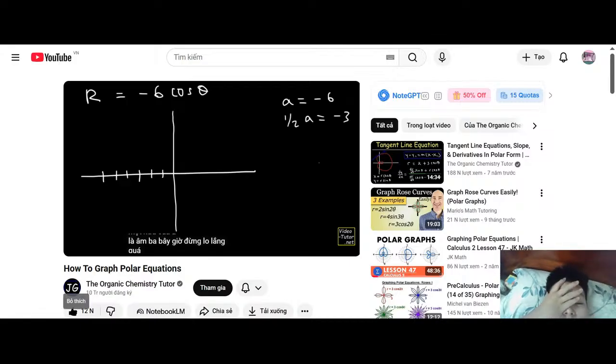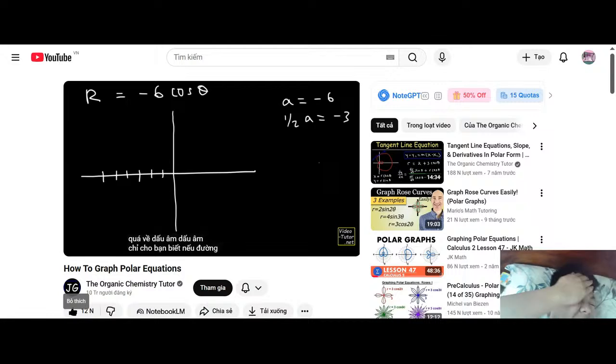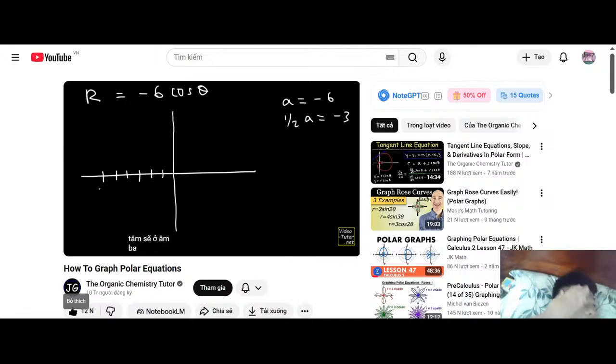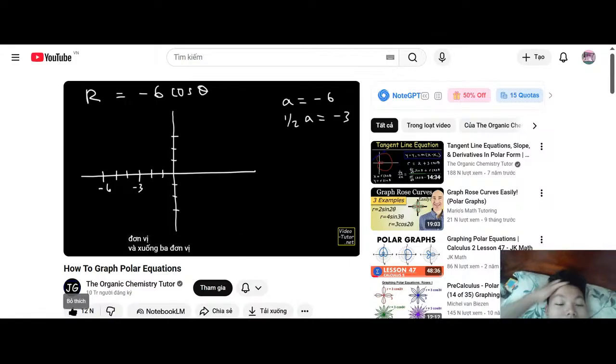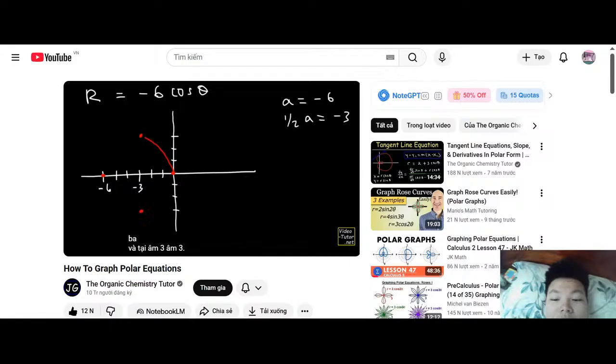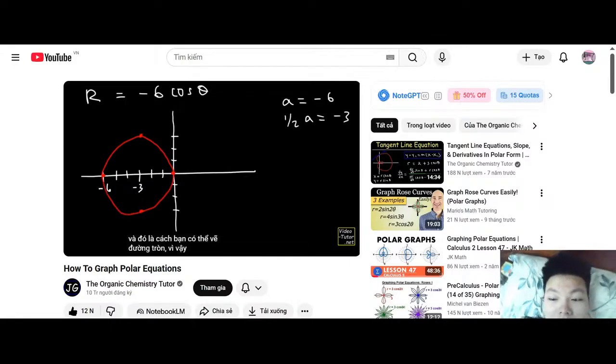Now, don't worry about the negative sign too much. The negative sign just tells you if the circle opens to the left. Now, the center is going to be at negative 3, which is here. So we need to go up 3 units and down 3 units. So the graph is going to be at the origin, at negative 6, at negative 3, 3, and at negative 3, negative 3. And so that's how you can plot the circle.